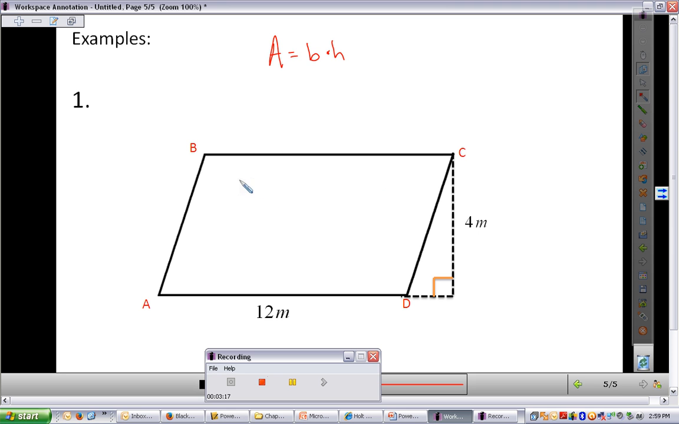So to find the area of this parallelogram, I'm going to take area equals base, 12, times height, 4. Area equals 48 meters squared. This is 12 meters times 4 meters. Meters times meters gives you meters squared. So the area of this parallelogram ABCD is 48 meters squared.